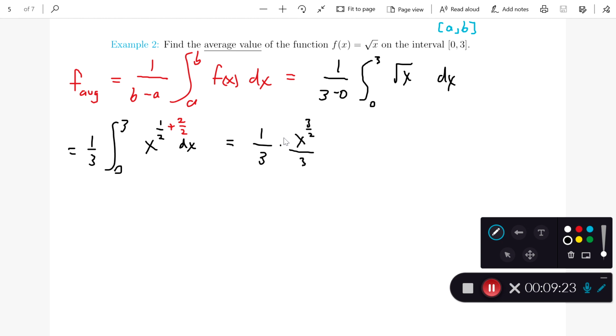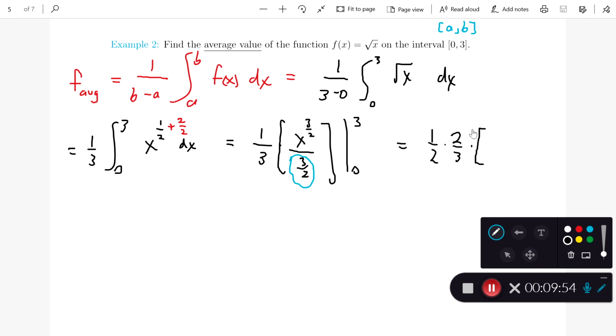And then remember that you divide by the constant. We do need to evaluate that from 0 up to 3. You can write this as, of course, you can flip and multiply the denominator. Dividing by a fraction is the same thing as flip and multiply. And then you've got 3 to the 3/2 minus 0 to the 3/2. Of course, the 0 you don't need.